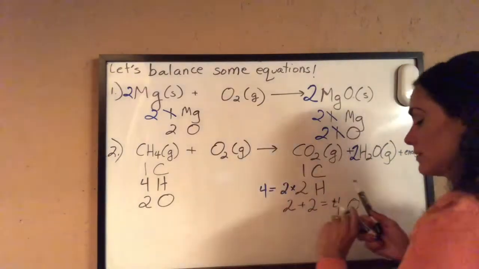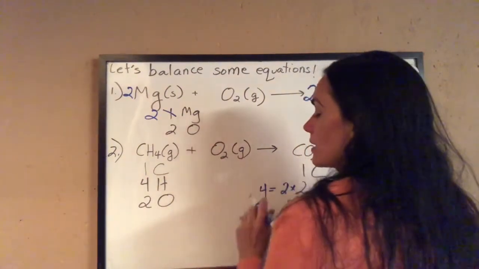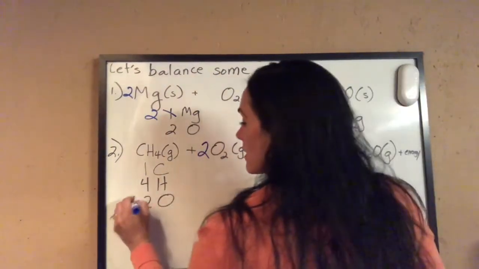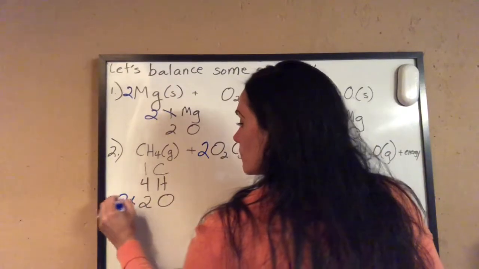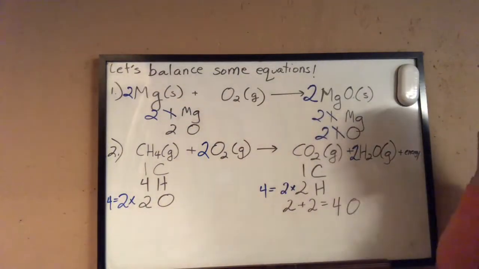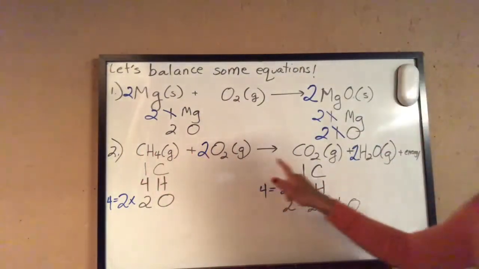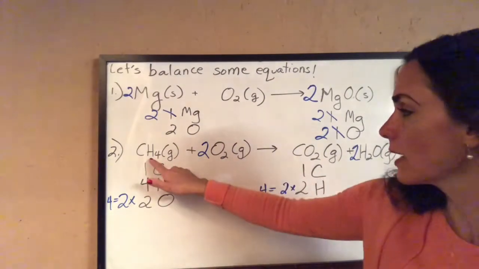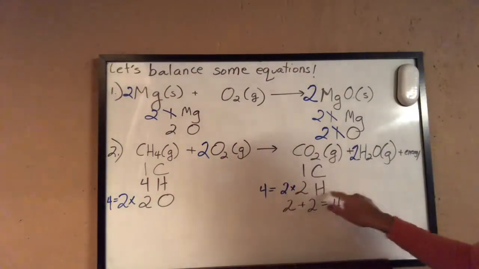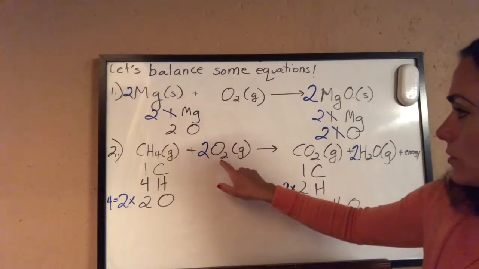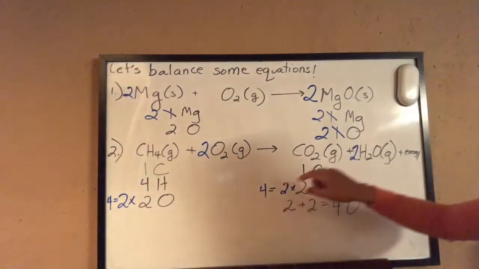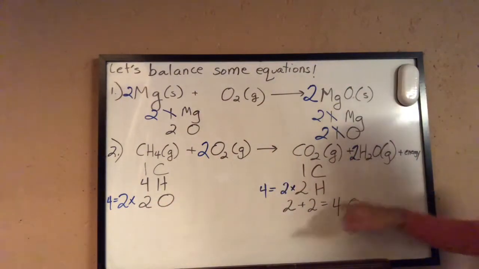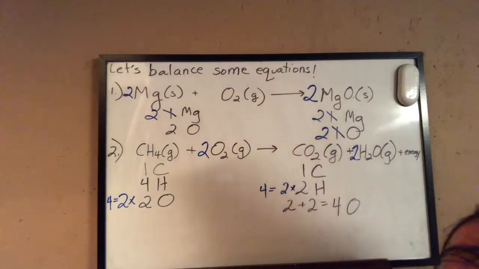So on the reactant side we have 2 oxygens. We need to make that balance out to 4, okay? So we have 1 carbon, 4 hydrogens, 2 times 2, 4 hydrogens, 2 times 2, 4 oxygens, 2 plus 2, 4 oxygens. Okay.